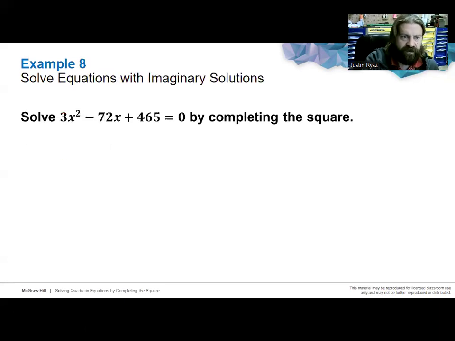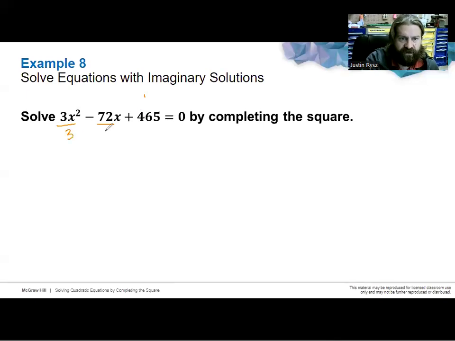Oh, I guess this is the last problem. I was trying to see the solutions here. Okay, last one. So we're going to divide everything by 3. I made an ugly one because I can see what's going to happen here. x squared minus 72 does divide by 3. That's 24. And 465, that does not divide by 3, does it? Oh, it does. 155.